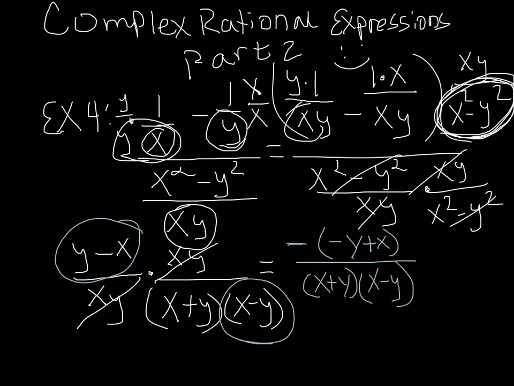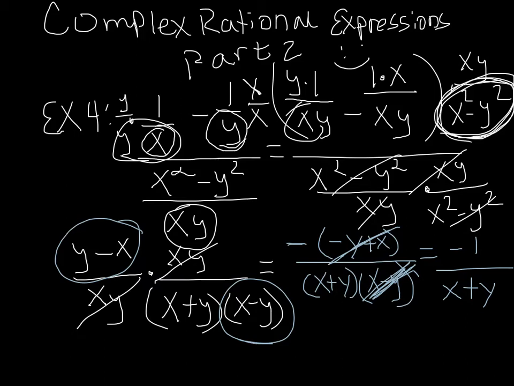Look at the top term, the minus y plus x. You can rewrite that as x minus y. So this cancels with this, and what you're left with is just a negative 1 all over x plus y. And that works every time.